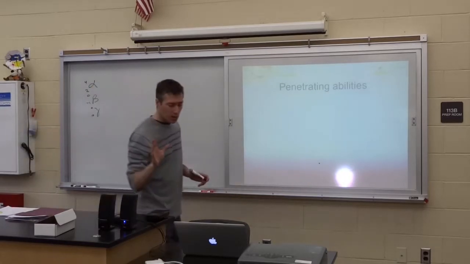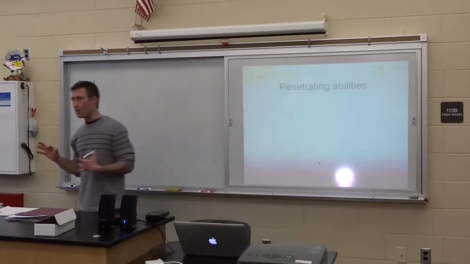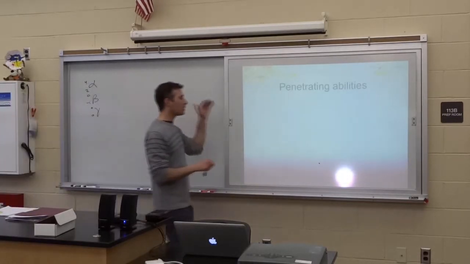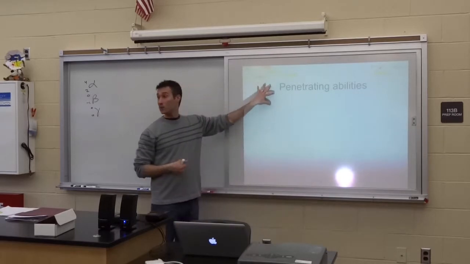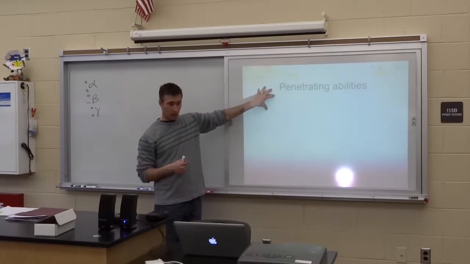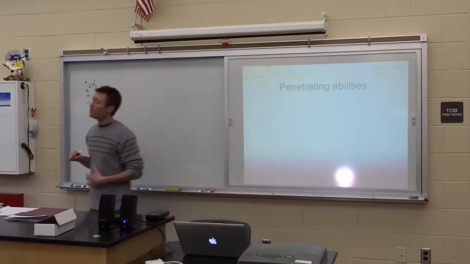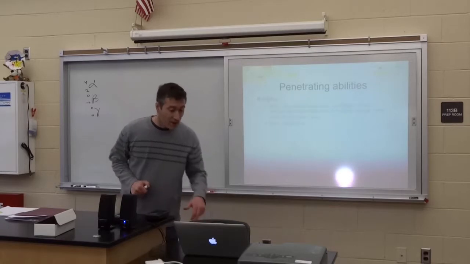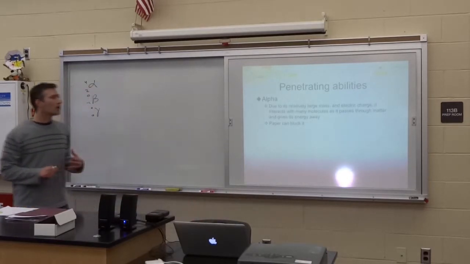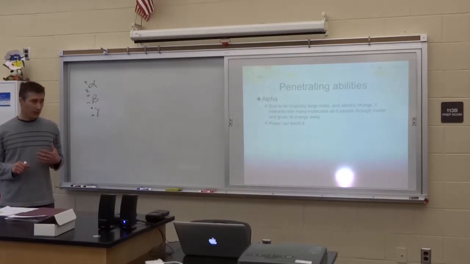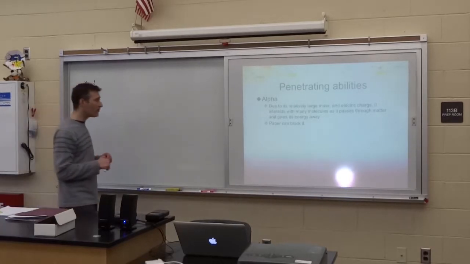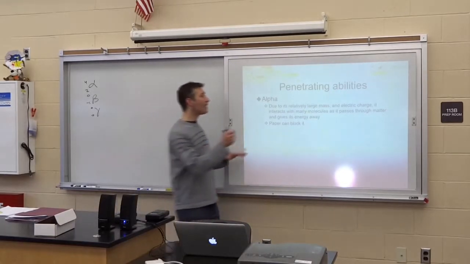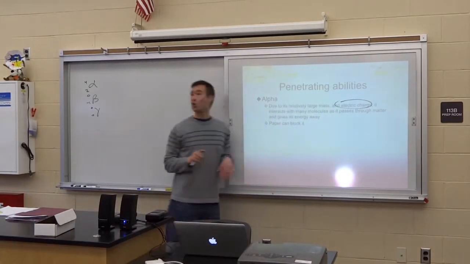All right, so I want to talk next about some of the properties of these 3 decay products. First, I'd like to talk about the ability of these 3 things to penetrate into materials, and then we'll talk about their ability to ionize materials. Alpha particles cannot penetrate very easily through things. Alpha particles have the poorest penetrating ability, and the main reason for that is their charge.